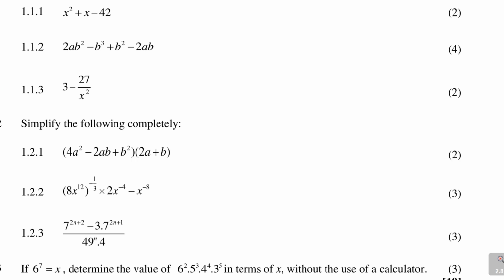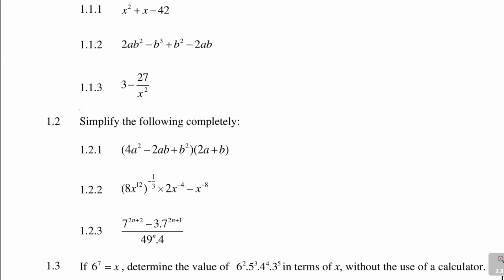There is the next one. Again, 2 marks. Not really very complicated, but you just need to ask yourself why. So when they give you two things, chances are with a negative sign, difference of 2 squares. Look at this. 3 minus 27 over x squared.